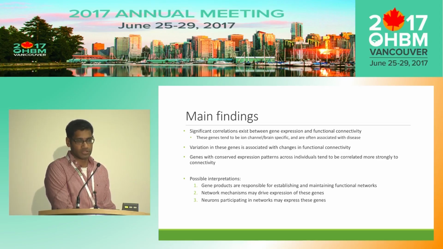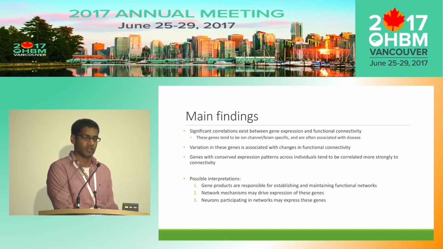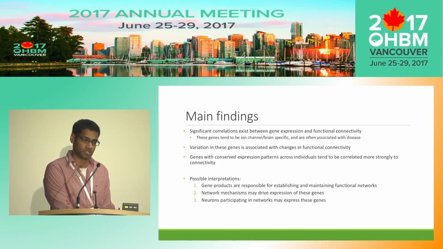So the possible interpretations of this, I won't dwell too long on this because Jason will talk about how we interpret some of these results. And there's three possibilities because all of this is just a correlation-based analysis. There's no causality here. It's very difficult to identify any functional relevance directly from these genes. But it's possible that the gene products are responsible for maintaining networks. It's also possible that the network mechanisms might drive the expression of these genes. And it's also possible that just because these genes are neuron-specific, these networks are influenced by neurons, and so you find that these genes seem to have high correlation.